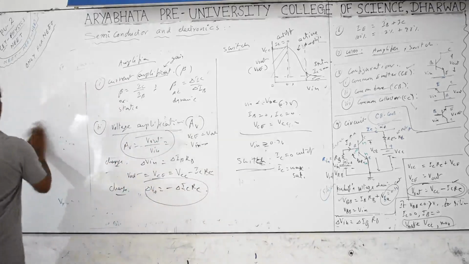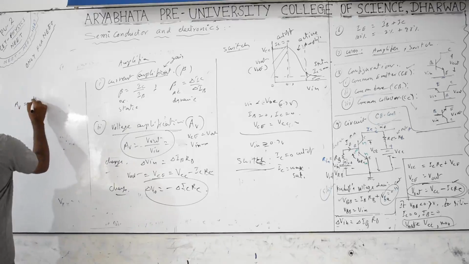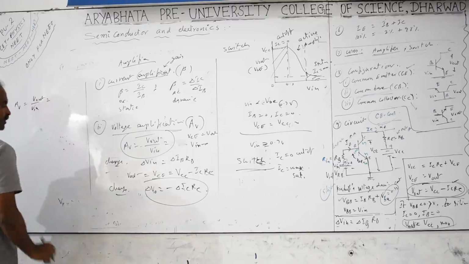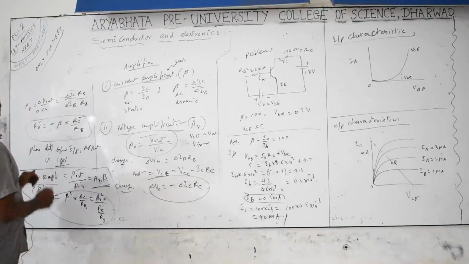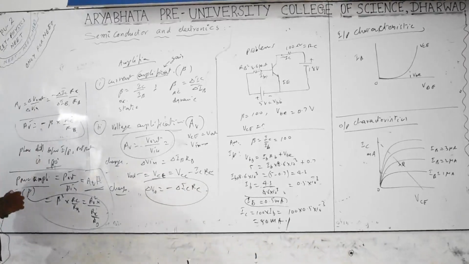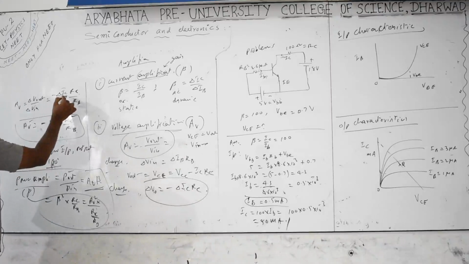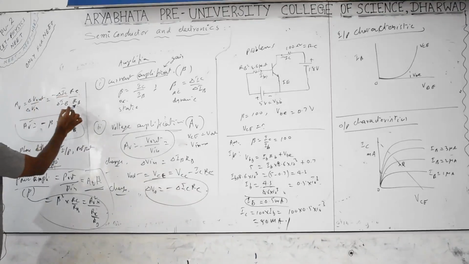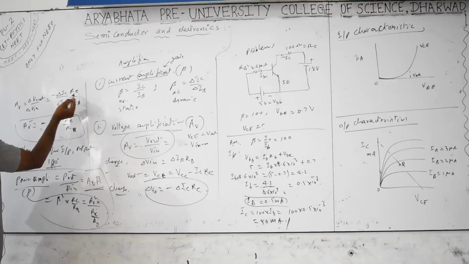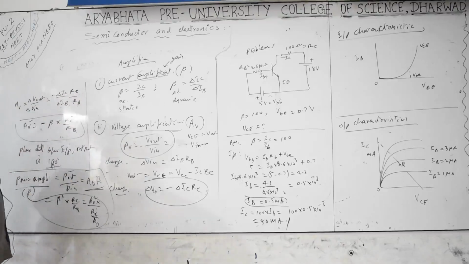Voltage gain equals V out by V in. Voltage gain, or voltage amplification, is output voltage by input voltage. Output voltage is nothing but IC RC and input voltage is nothing but IB RB. Collector side voltage is current times resistance, and input is also current and resistance. Input is related to the base current and base resistance, and collector side output is the collector resistance and collector current. This RC is taken as the output resistance or load resistance. RB is the input resistance or base resistance.